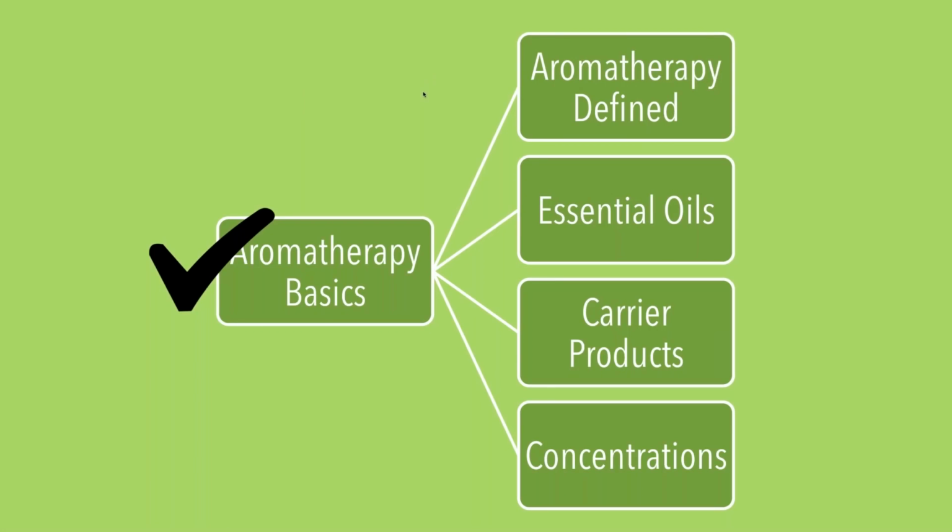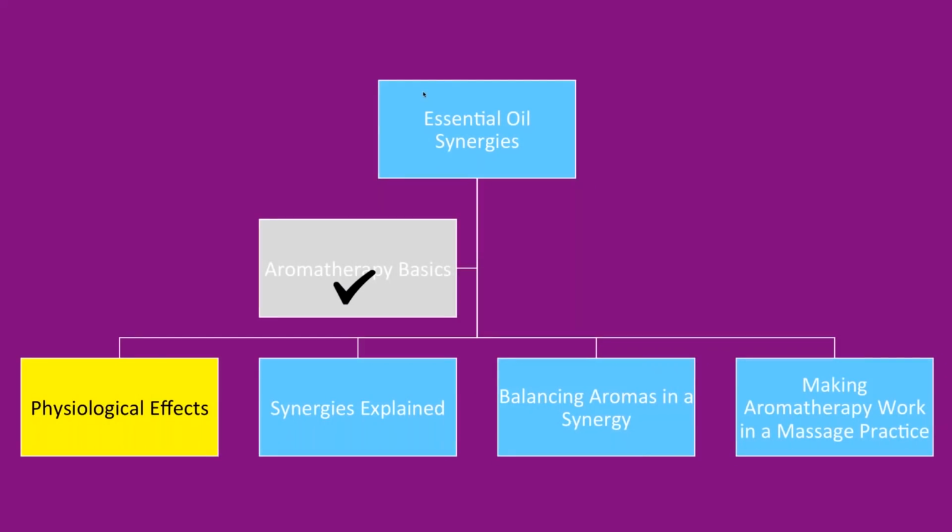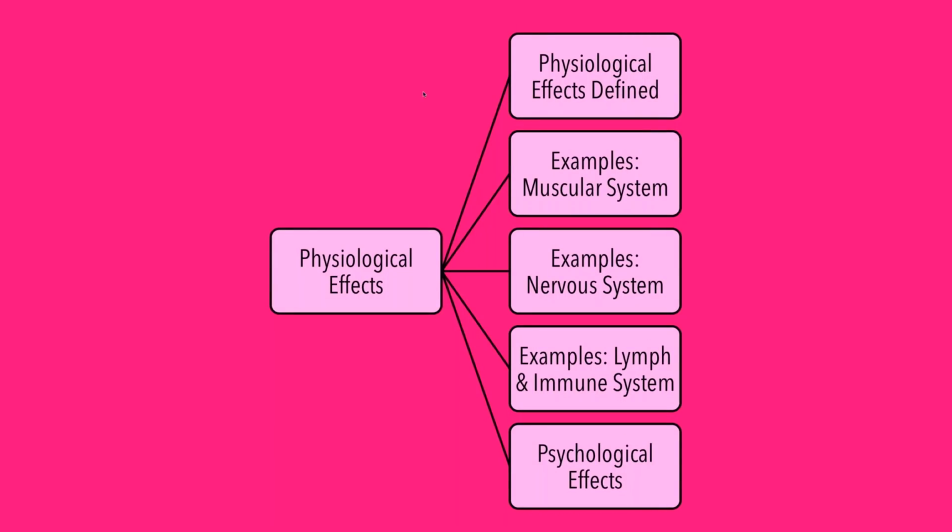Well done. We have covered the basics. Good for us. Now let's go ahead and we'll move on to talk about the physiological effects of essential oils. In this section, I'll define the term physiological effect, and then we'll look at key physiological effects for the muscular, nervous, and immune systems. We'll also talk briefly about physiological effects of essential oils and their psychological counterparts, because psychological and physiological effects are usually happening side by side.